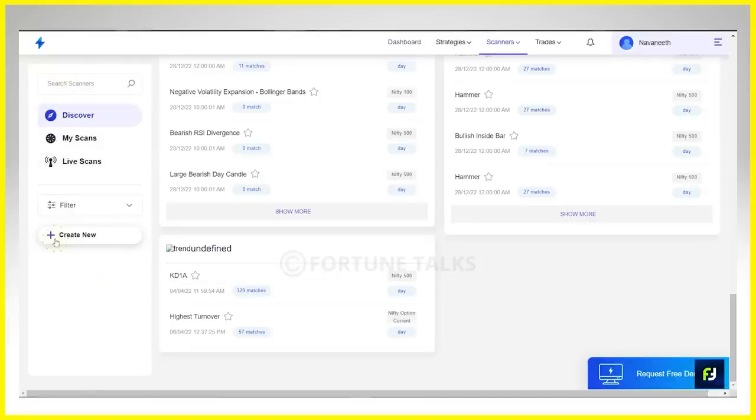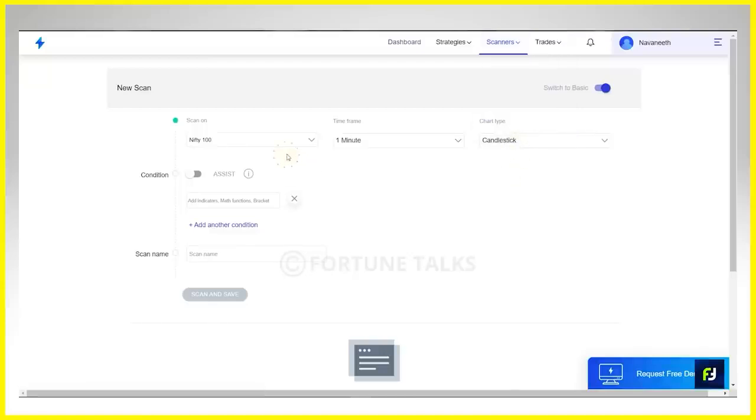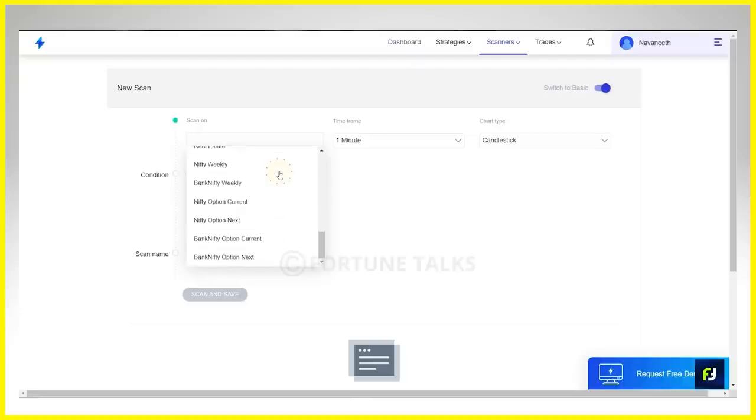You can do this by going to create new on the right side panel, or you can even find this on the top scanners drop down, which goes by the name create scanners. Just click on any of them and you will be taken to a new scanner creation page. It gives you the option to select the segment of stocks that you want to run the scan on. Now the interesting thing is that you can even scan options contracts of different expiries.